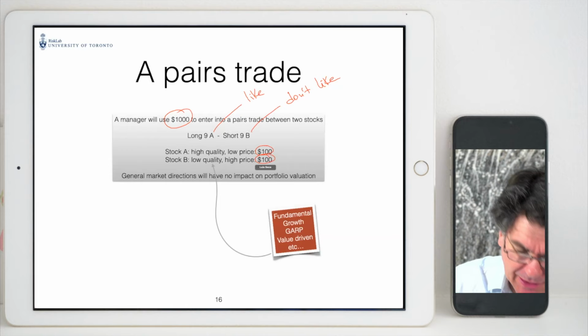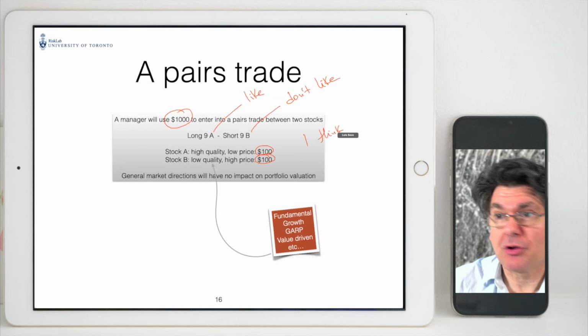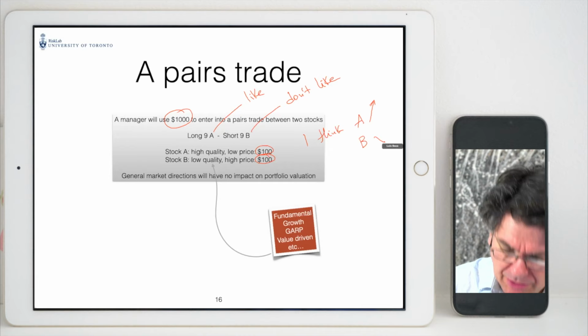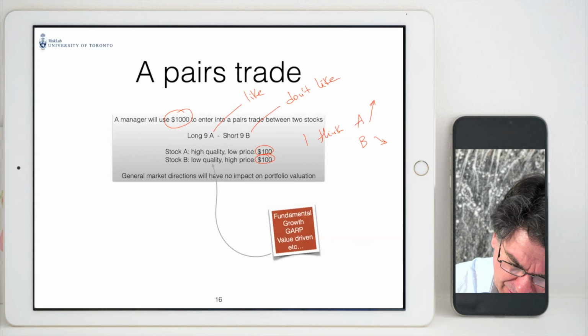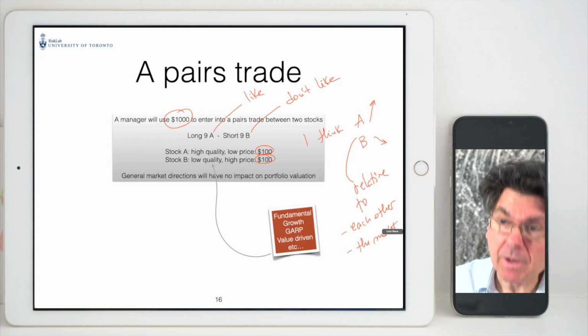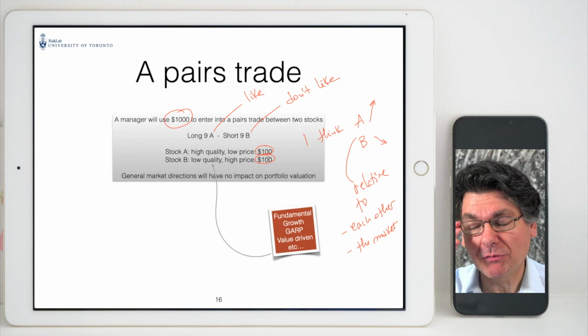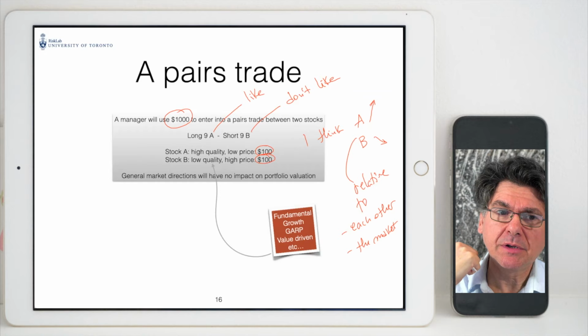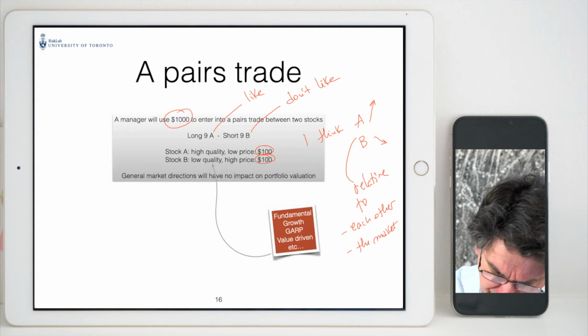So I think, but I don't know, I'm not sure, I think A is going to go up and B is going to go down. But this up and down is relative. Relative to each other or relative to the market. I just think A is going to do better than B. But I have no way of knowing if A is really going to go up by itself. The market may go down, and A just goes down less than the market. So this is relatively speaking.